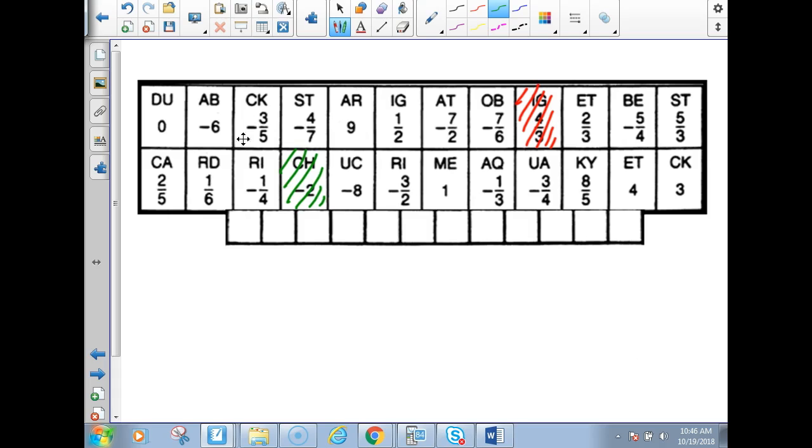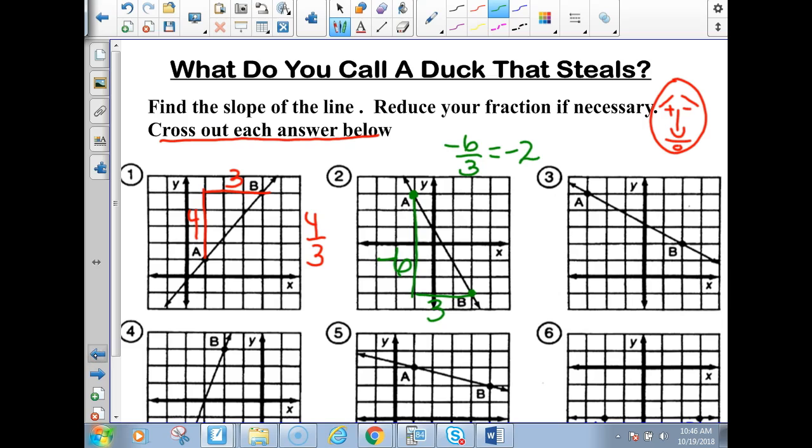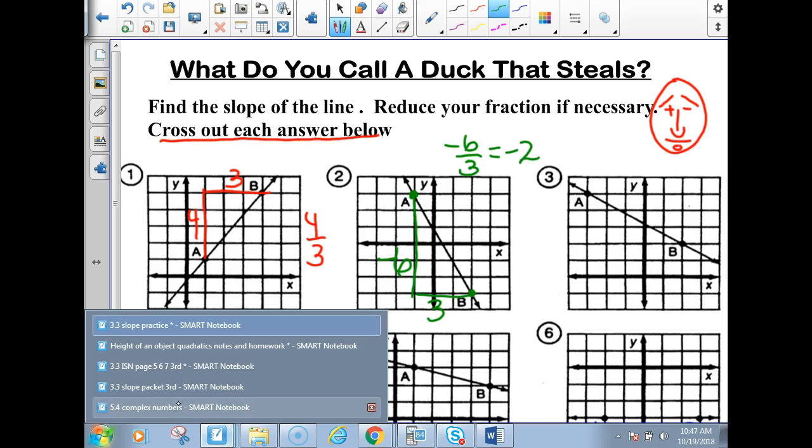When you finish, you have to do all the problems first. What's left goes in the boxes below to get you your answer. Any questions about how to complete this? All right, we'll let you work on it quietly, please. And if you have any questions about yesterday's homework, you can ask me that as well.